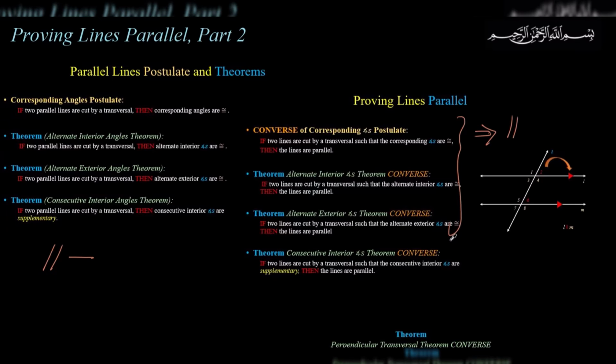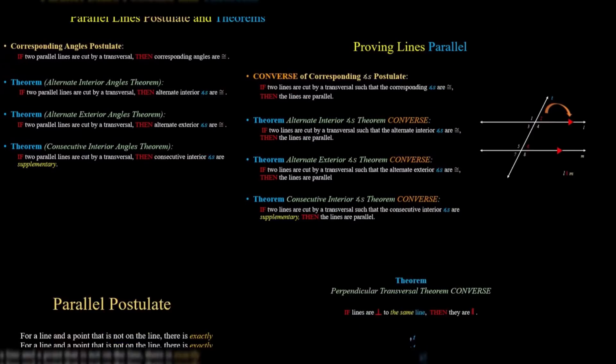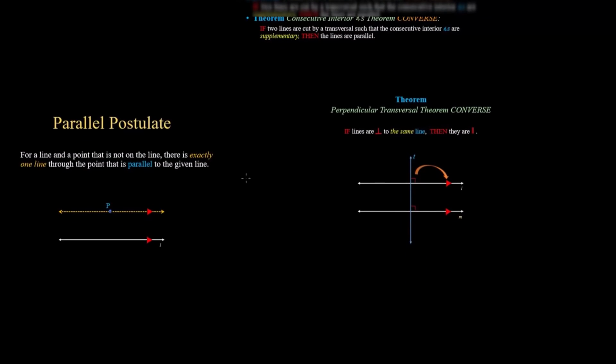Last time, I had also shared with you two additional ones, one postulate and one theorem. We had the parallel postulate, which says that for a line and a point that is not on the line, there's exactly one line that passes through the point that is parallel to the line. So if there's a line like this and there's some random point anywhere over here, then the parallel postulate states there's only one line that passes through that point that's going to be parallel to this original line.